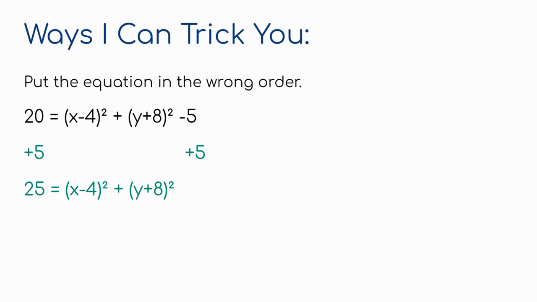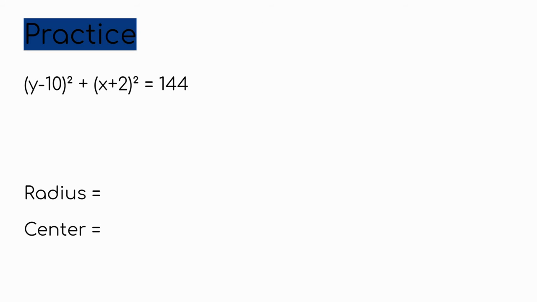So now this looks like a regular equation of a circle. So to get my radius, I take the square root of 25 and get 5. To get my center, I take the opposite of minus 4 plus 8. My center is going to be positive 4, negative 8. So here's another example you can try.